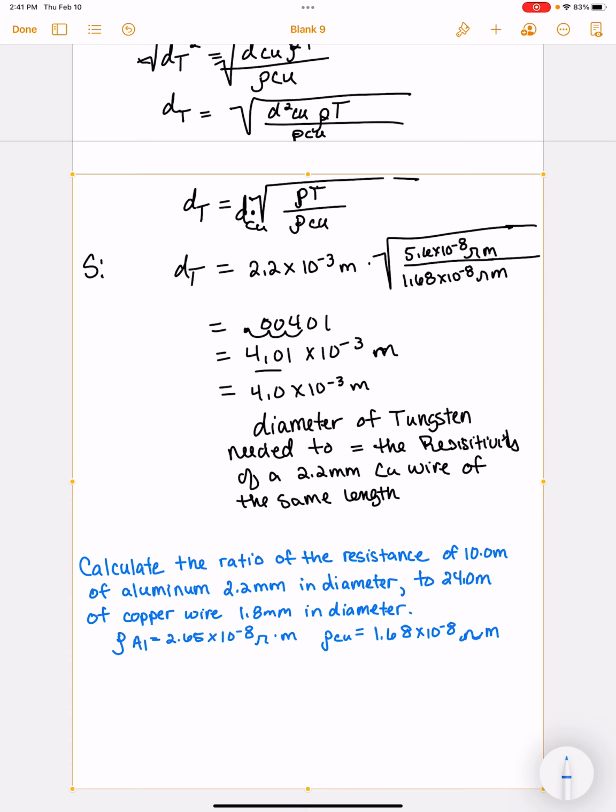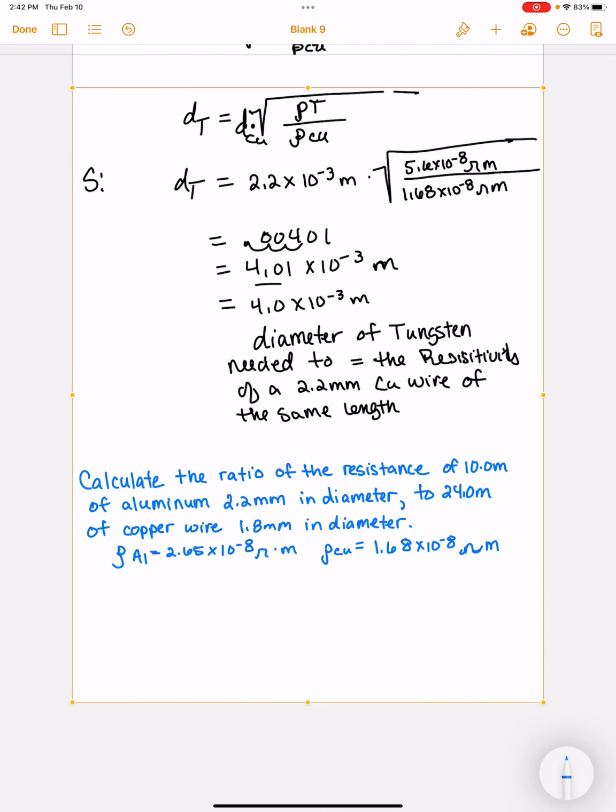And we have the diameter of tungsten is equal to the diameter of the copper, which remember was 2.2 millimeters, which is the same as 2.2 times 10 to the negative 3 meters, times the square root of the resistivity of tungsten, which is 5.6 times 10 to the negative 8 ohm meters. I know that looks like an R, but it stands for the resistivity. Divided by the resistivity of copper, which is 1.68 times 10 to the negative 8 ohm meters, and that gives us 0.00401.